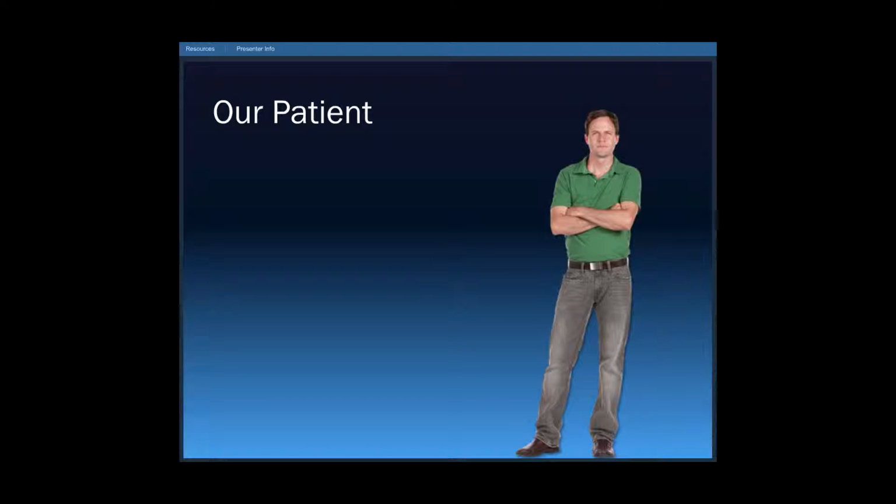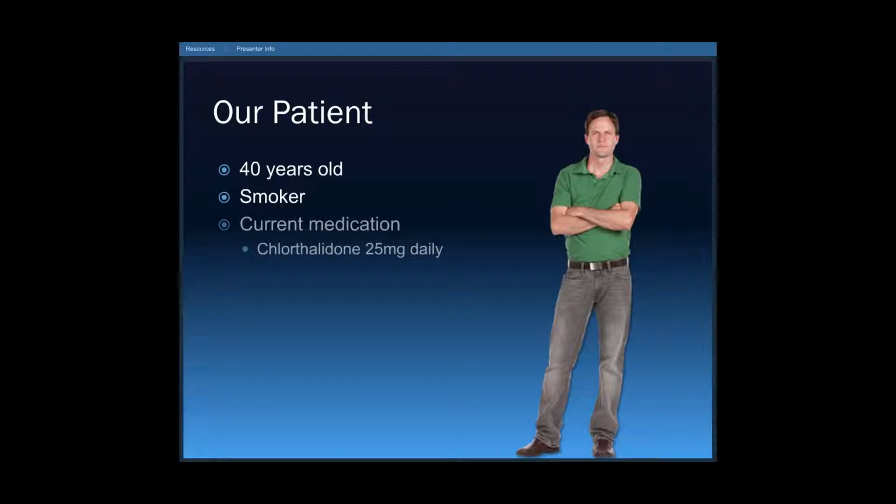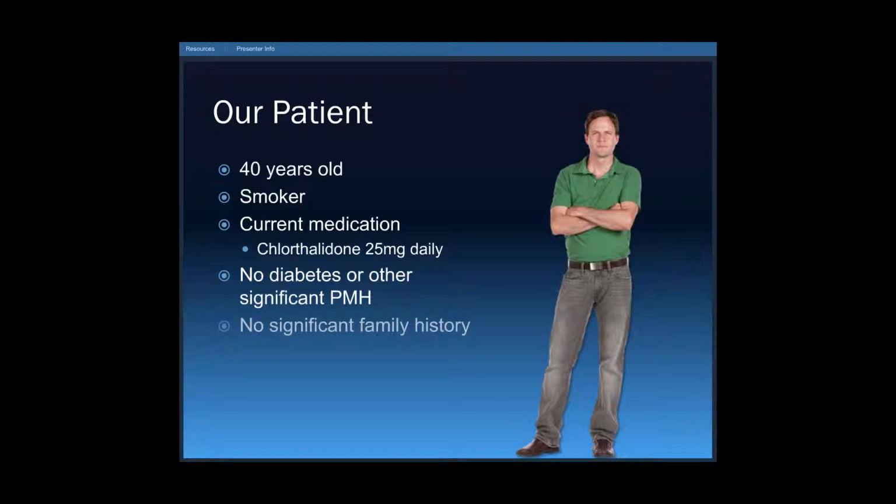The easiest way to see how this would work out is to use a scenario. Let's say you're seeing a 40-year-old in your clinic. He smokes and he takes chlorthalidone for his hypertension. He doesn't have diabetes and doesn't have any significant family history.